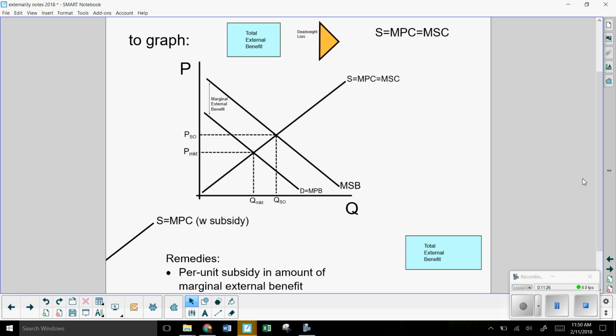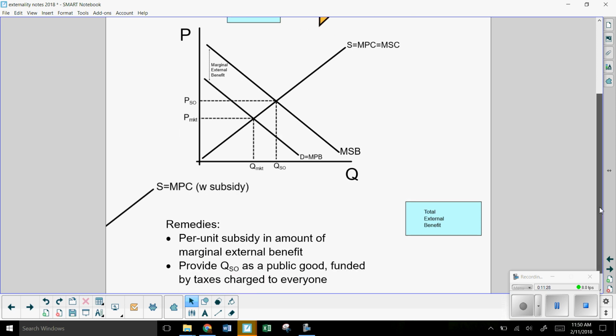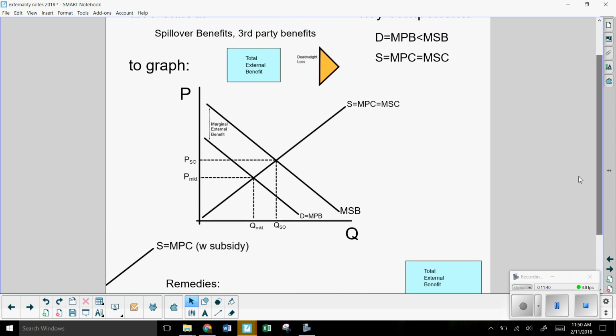All right. The second one that we might consider here is to provide QSO, the quantity that we think is socially optimal, as a public good and fund it by taxes charged to everyone. Basically what we're saying is this is an important enough good to have in our society that we're going to provide the right amount of it, and then we're going to tax people whether they use it or not. And that's a solution that sometimes works, but it really depends on the type of the good.